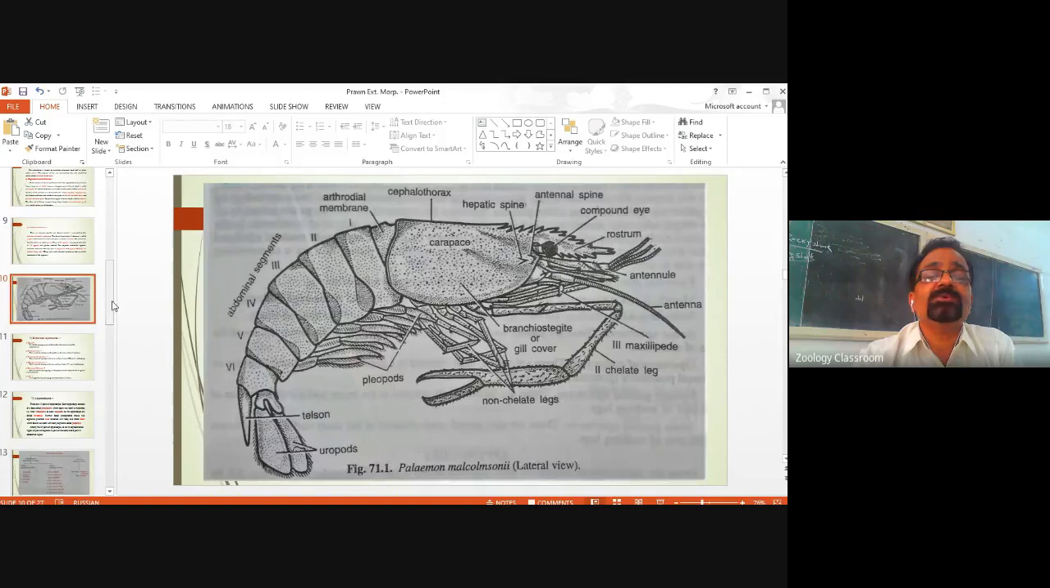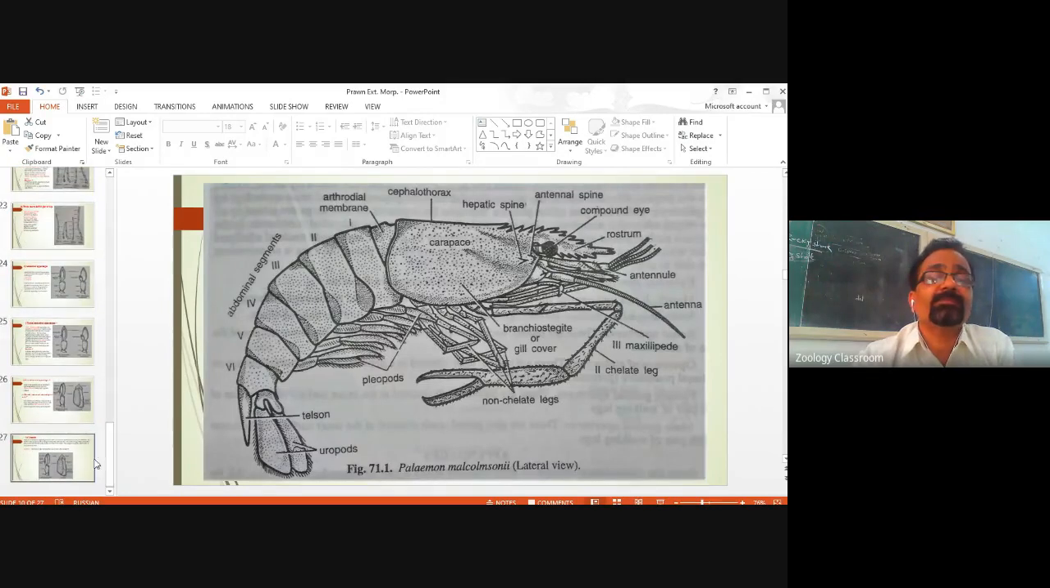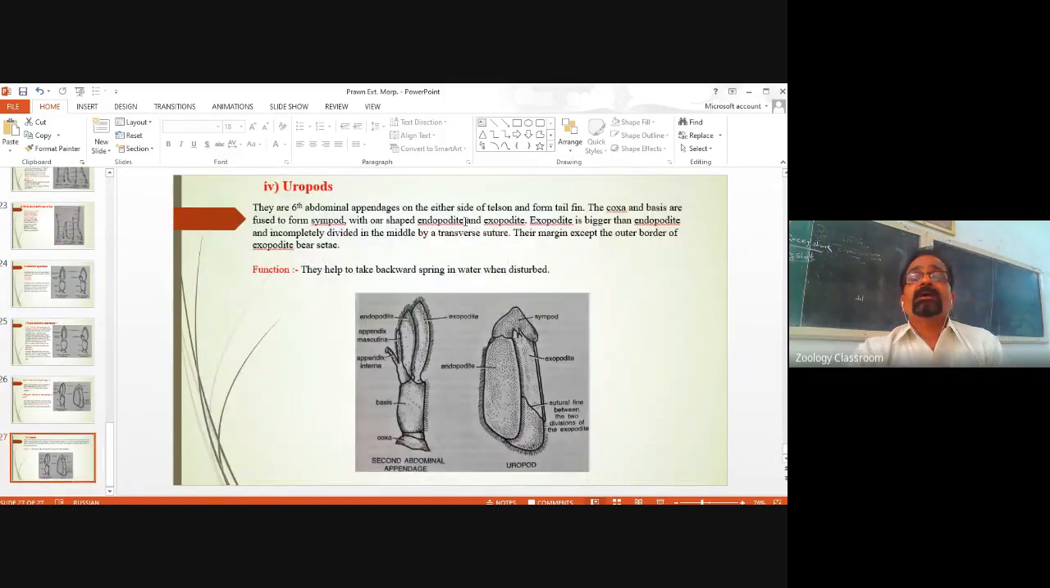This is appendage on either side of the telson, टेल्सनच्या दोन्ही बाजूला आहे and forms the tail fin. शेपटीची शेपूट असणारा पंख, शेपटीला असलेले पंख, फिन. जसे माशांमध्ये फिन्स असतात तसा हा दिस प्रॉन मधला तो फिन सारखा त्याचा वापर केला जातो.